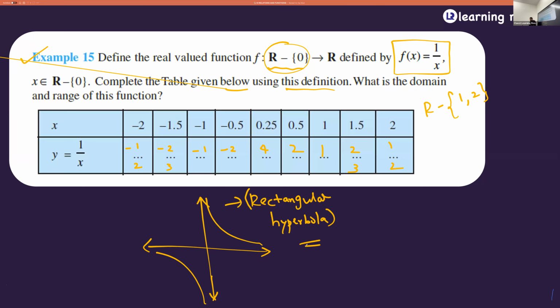You can take anything, 2 by x, 3 by x also. Yes, the numerator can be any constant. See, if it is a positive constant, you will get a graph like this. If it is a negative constant, you will get the graph confined to the second and fourth quadrant. The graph will change like that.